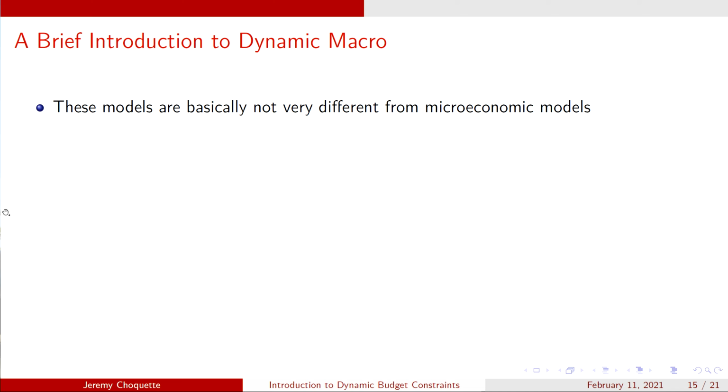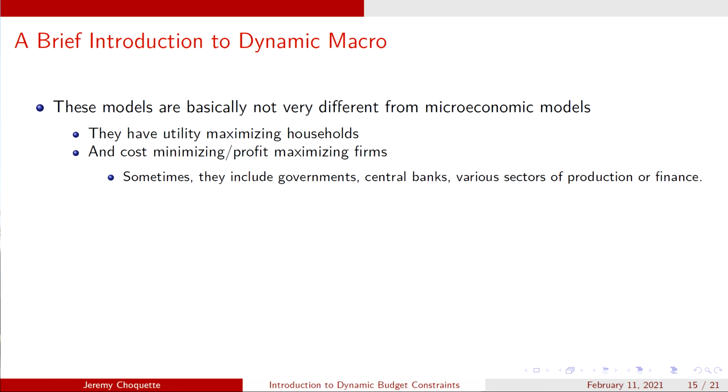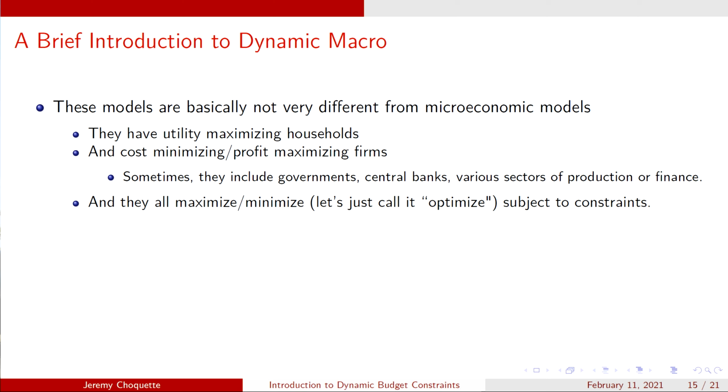These models aren't very different from microeconomic models. They've got utility maximizing households. They've got cost minimizing or profit maximizing firms. Sometimes they include government, central banks, various sectors of production or finance. Other times they don't. But what's happening is they're all optimizing subject to a set of constraints.